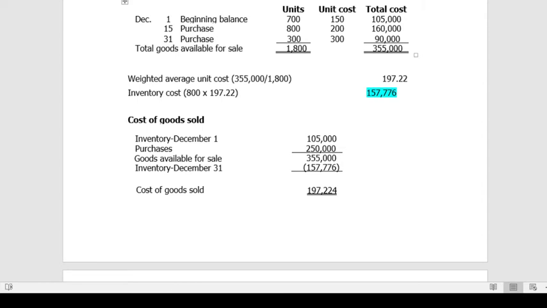Then, let's derive the inventory to be reflected in the statement of financial position. Because this is an asset, to be reflected in the statement of financial position or your balance sheet. Itong cost of goods sold, ito yung i-reflect natin sa income statement. So, how do we compute? The beginning inventory, 105,000. Ang purchases mo, 250,000 minus itong na-compute mo ending inventory na 157,776. Then, you will get cost of goods sold, 197,224 to be reflected in your income statement.